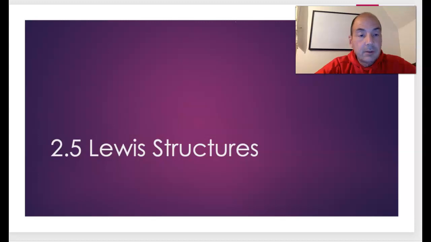Okay, there, AP scholars. Now we're getting to the meat and potatoes of Unit 2 here. We get into the idea of Lewis structures. Hopefully you remember these and were pretty good at them in the past.